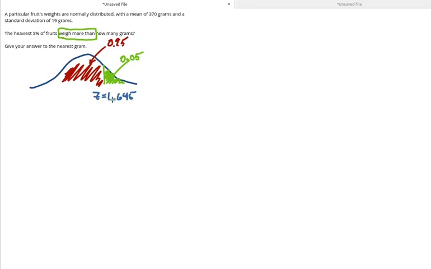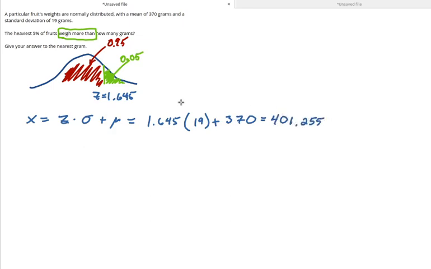Now, to convert this z-score into a fruit weight, I'm going to use our formula where we take the z-score that we just found, multiply that by the standard deviation, and add to the mean. So in our case, this will be 1.645 times 19 grams plus 370 grams. And that comes out to be about 401. And I'll throw on some decimals, but this is asking us to give the answer to the nearest gram, so let's round that and I get 401.